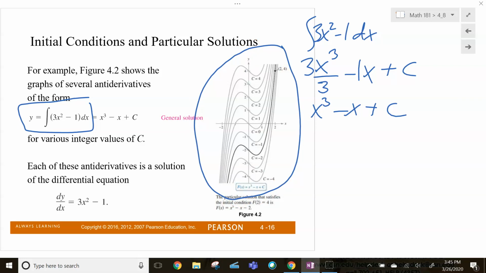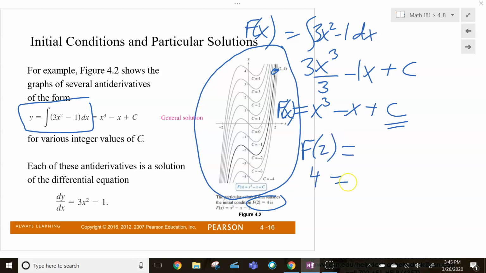But if they tell us, hey, f of 2 is 4, so it goes through this point, f of 2 is 4, right? This is our antiderivative here. We took the antiderivative. If they tell us it goes through the point 2, 4, then we know we can find that constant. You just plug it in. F of 2, which is 4, so plug in 2 for x.